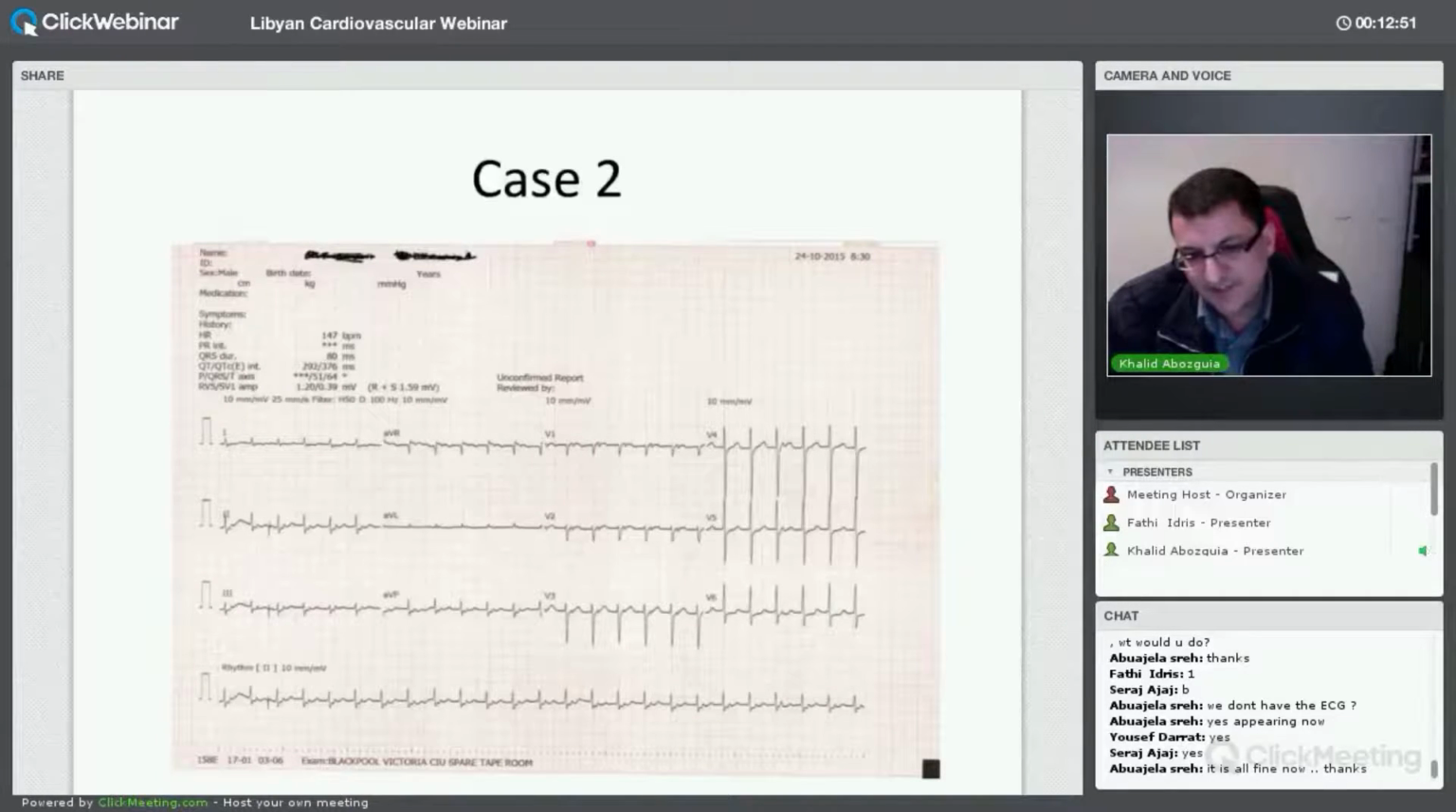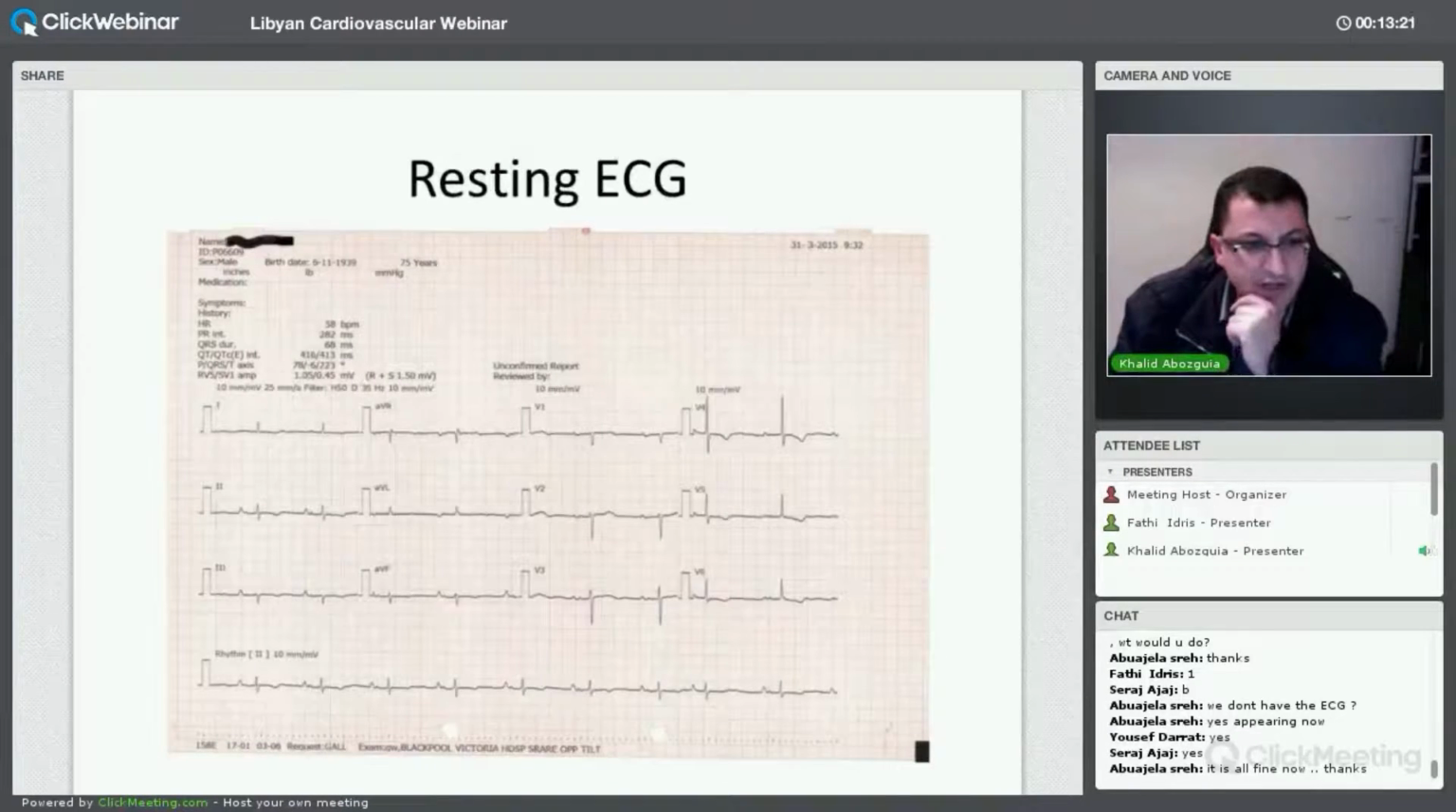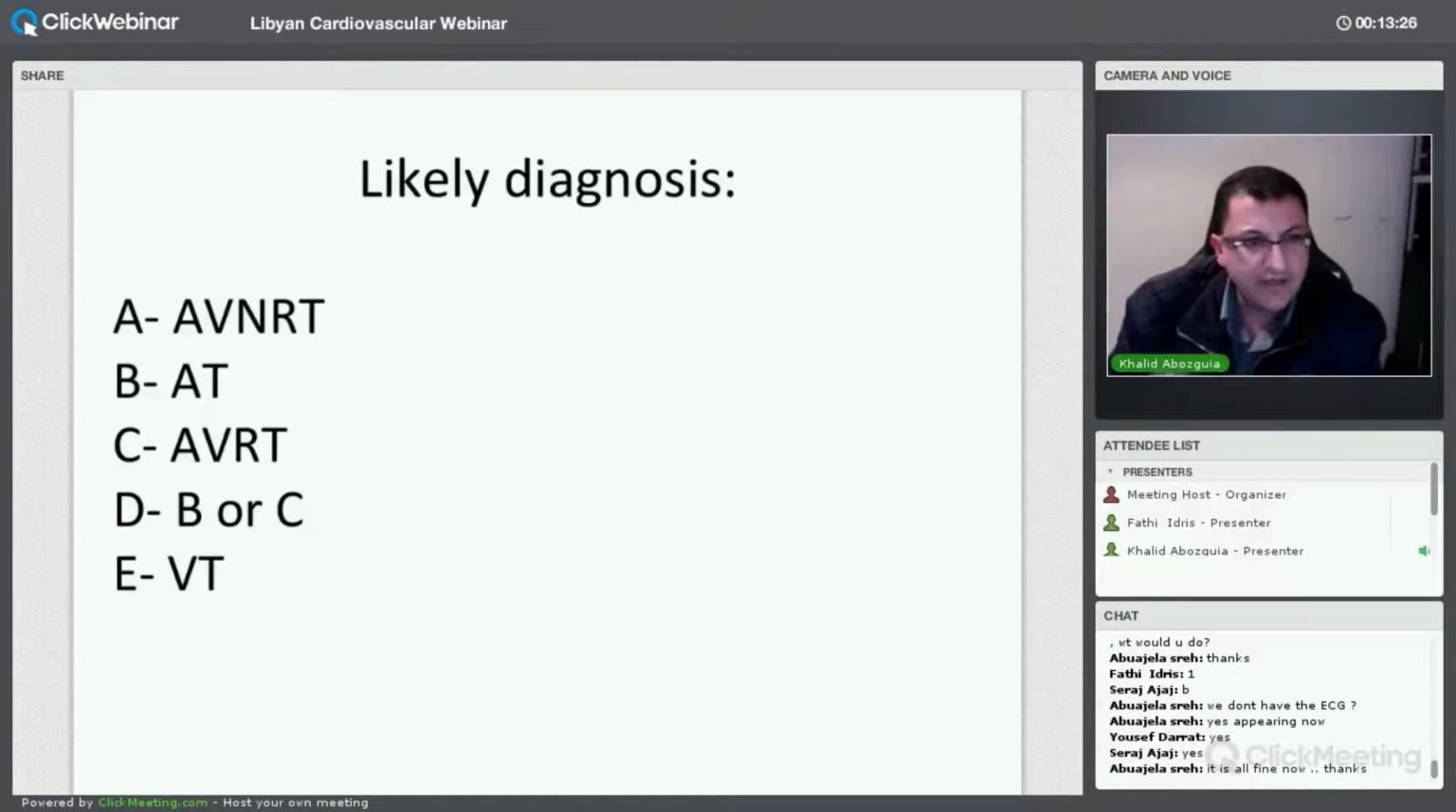The other thing I want to stress is that when you have a tachycardia ECG, if you have access to the ECG during sinus rhythm, this will be extremely helpful, especially in the first case where we saw that typical feature of AVNRT. So now I'll give you the resting ECG, and I will go quickly through the options, and then I'll go back to the resting ECG.